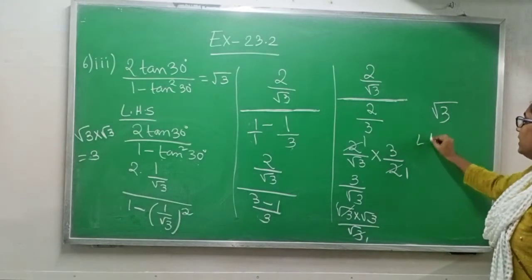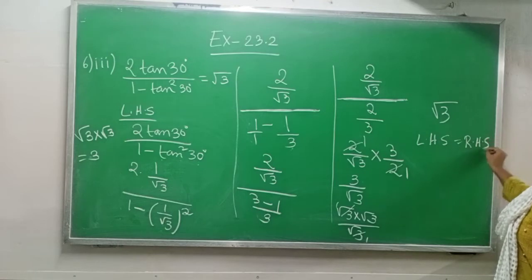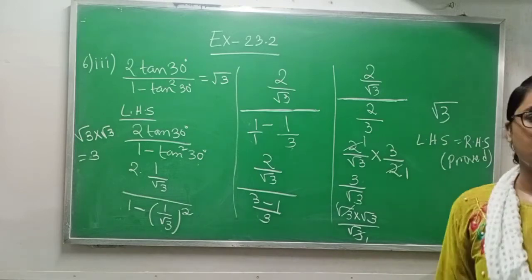So what will you write? LHS equals RHS, proved. LHS equals RHS, proof. Copy this one.